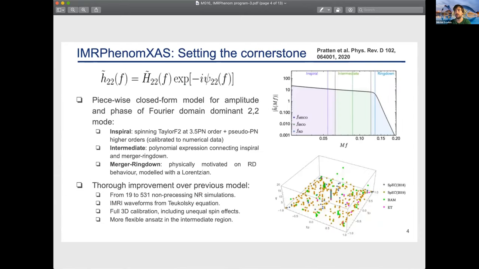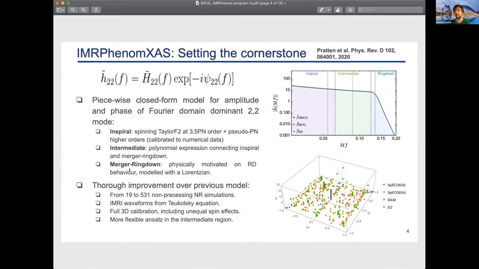Let's start with the core model of the new generation. This is IMR Phenom XAS that is described in this work by Pratten et al. And well, it is a piecewise closed form model for the amplitude and the phase of the Fourier domain representation of the dominant quadrupole mode of gravitational radiation. As it is commonly done in IMR Phenom models, the frequency domain is split in three regions, and the information from post-Newtonian theory, ringdown analysis, and numerical relativity is combined to produce and calibrate the ansatz in these regions.